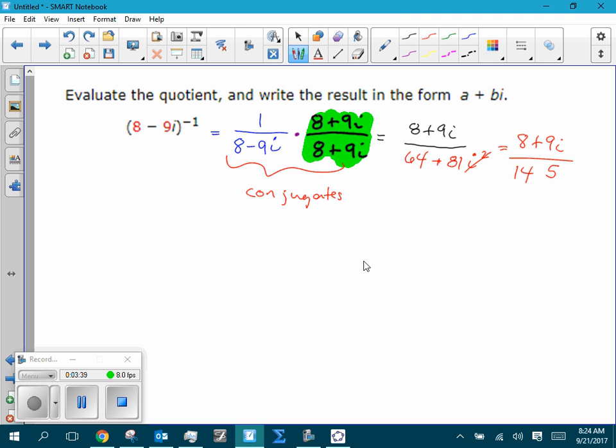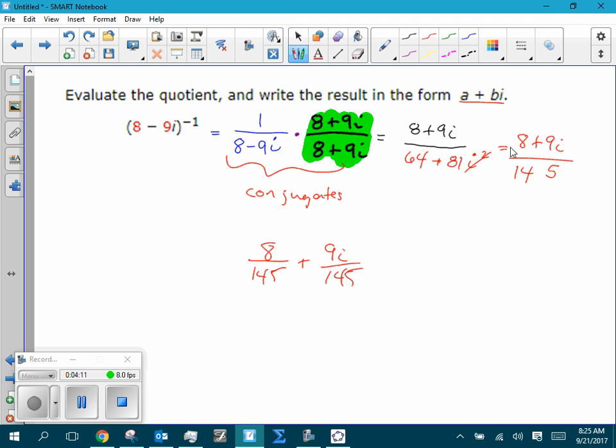Okay. So now notice they want it in a plus bi form. This is not necessarily a plus bi form. We want to go 8 over 145 plus 9i over 145. Simplify, I'm not going to simplify it with you, but to me that looks like it would probably simplify. That 9 will probably go into that maybe. Maybe not, I don't know. But that's what they're looking for you to type in. Does that make sense? Okay.